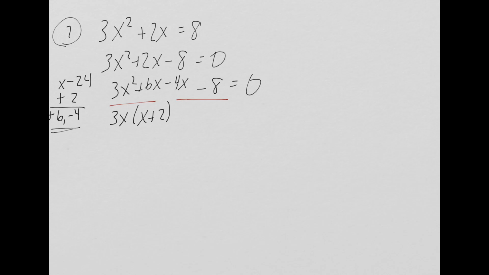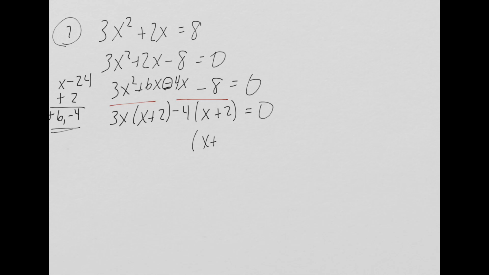Now look at my next two terms. What can I take out? Well, since there's a negative here, I'm going to take out a negative 4. And I'll get an x plus 2. Now why is that a plus 2 and not a minus 2? Because I factored out the negative. I factored out the negative and the 4, so that became an x plus 2.